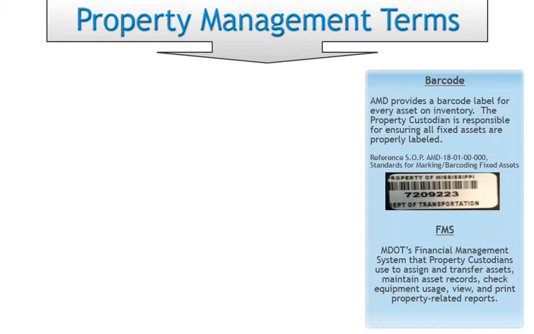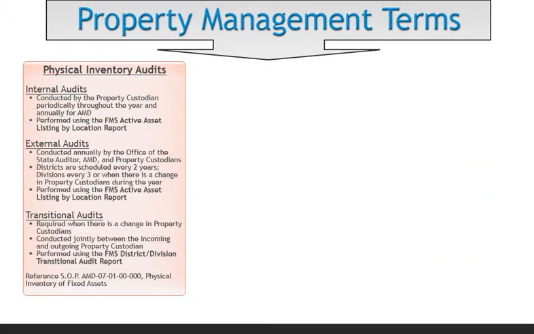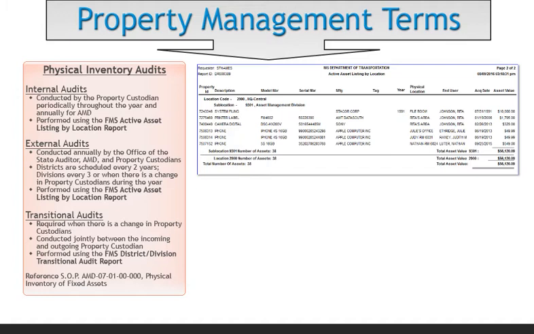Next, let's talk more about the different types of physical inventory audits. There are 3 types of physical inventory audits performed by property custodians. Internal audits are conducted by the property custodian periodically throughout the year and annually for AMD. They are performed using the FMS Active Asset Listing by Location report.